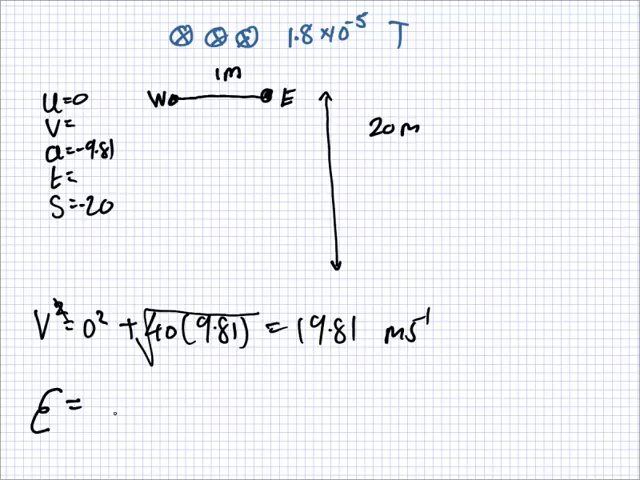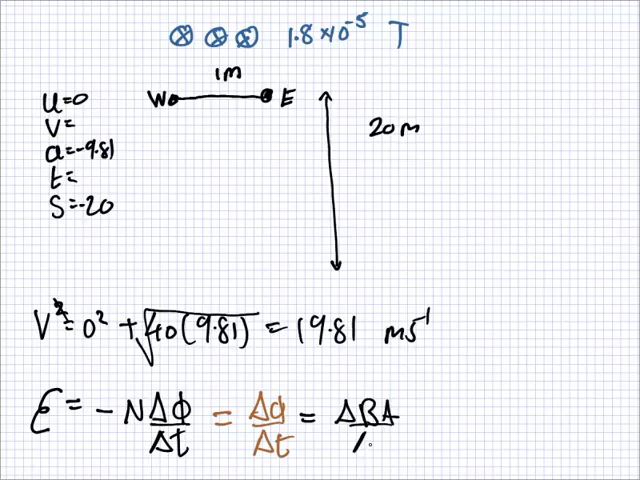The voltage. So that's minus n delta phi over delta t. There's only one, so the n is 1, and I don't actually care about the minus because I really don't care if the current is going left or right. I just want to know the size of it. So that will be equal to delta phi over delta t, which equals delta BA over delta t.